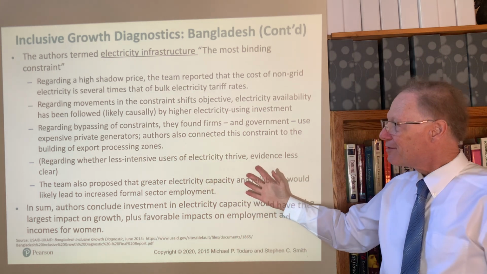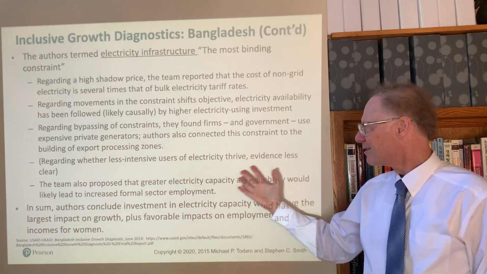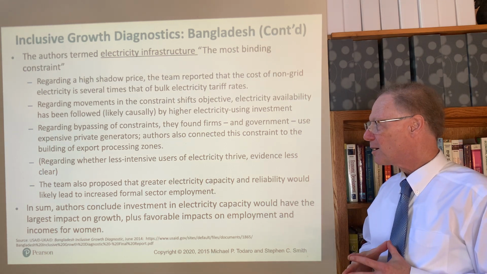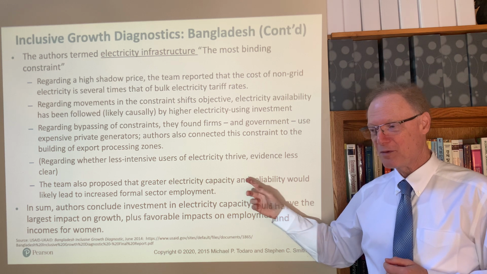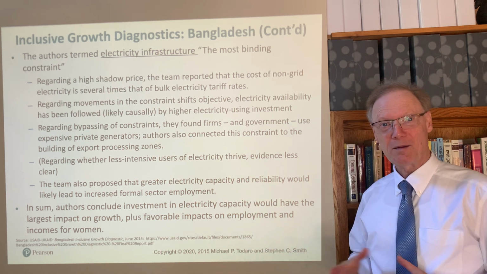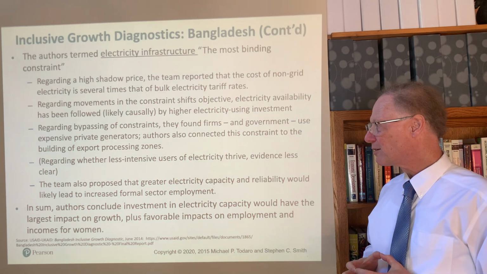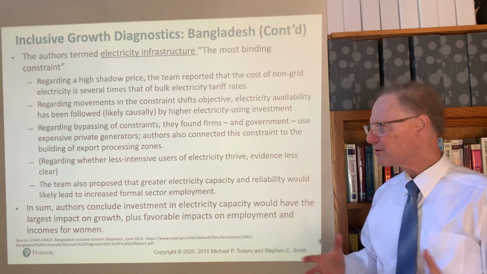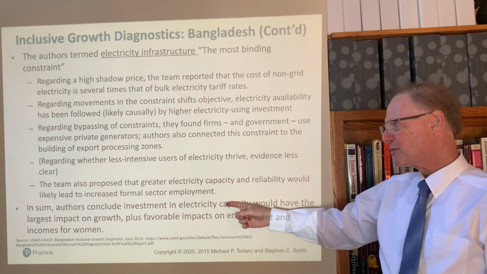As to whether less intensive users of electricity were thriving, the evidence they found was less clear. So, I like it when they report things like this. You know that they were doing a thorough and kind of transparent job when they also point out areas that are less obvious. But a couple of areas being less obvious doesn't turn over the idea that this could be binding. So, thoughts about that for you.